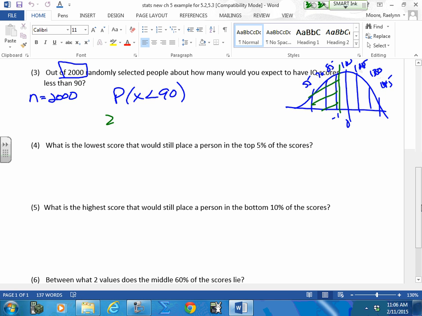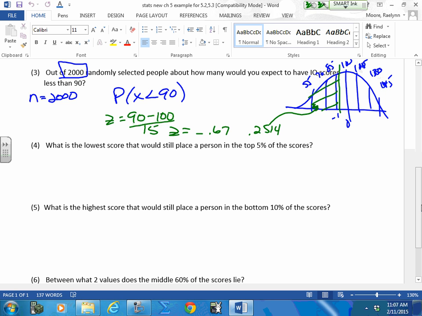I do a z-score. Should my z-score be positive or negative? Negative. I'm to the left of the 0. So my z-score is negative 0.67. When I look up my area to the left, do I have to subtract it from 1? No. I look up my area. It's 0.2514. That's this area under the curve.